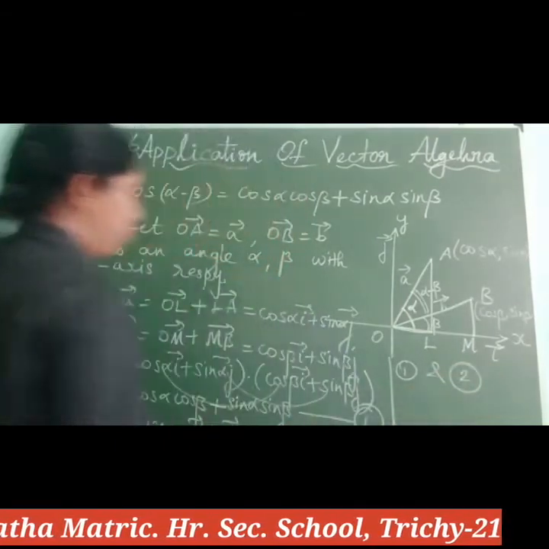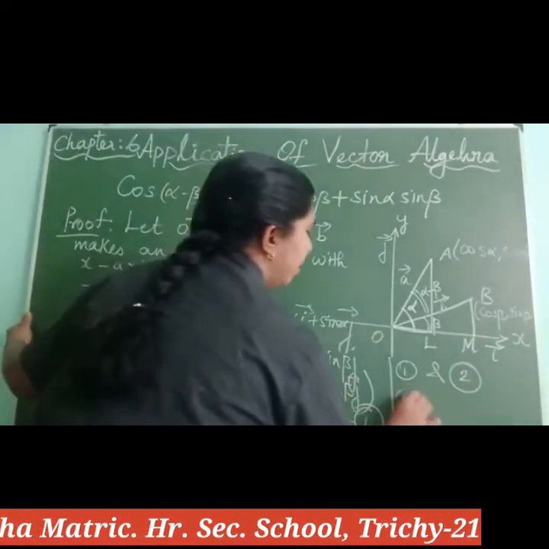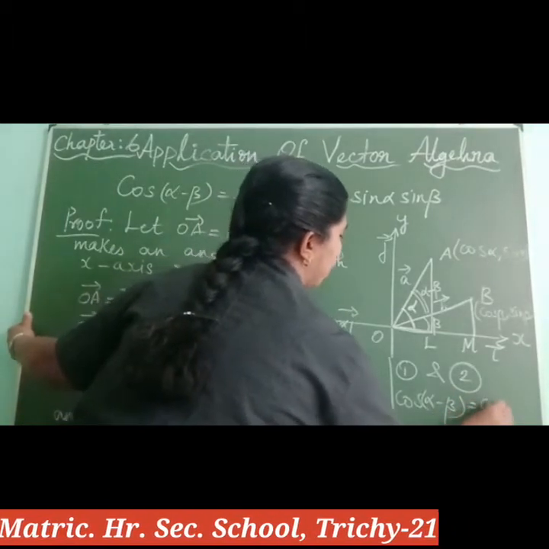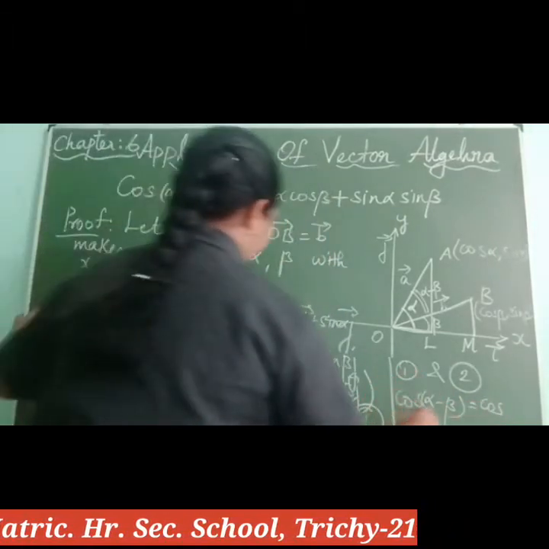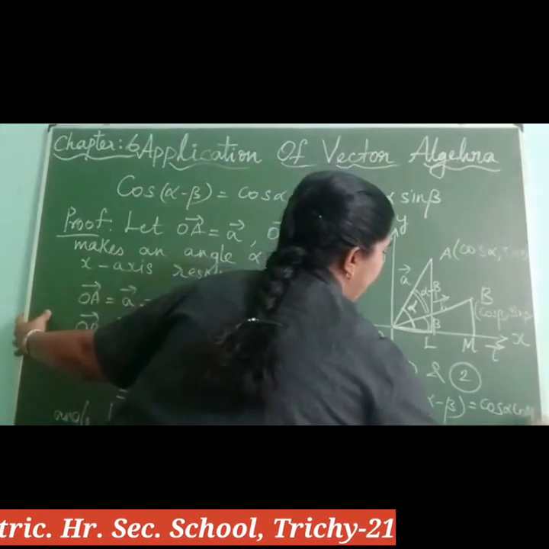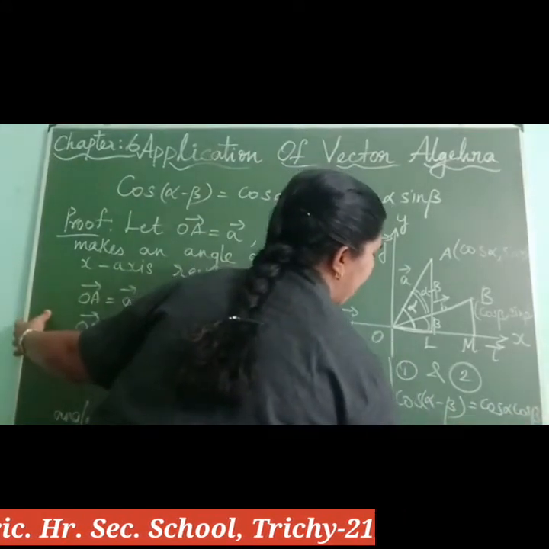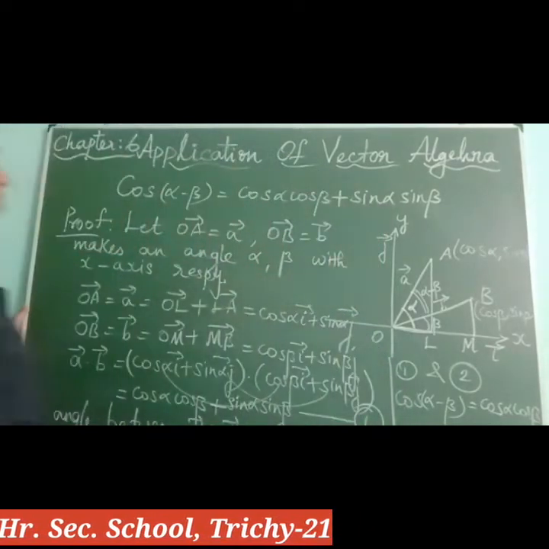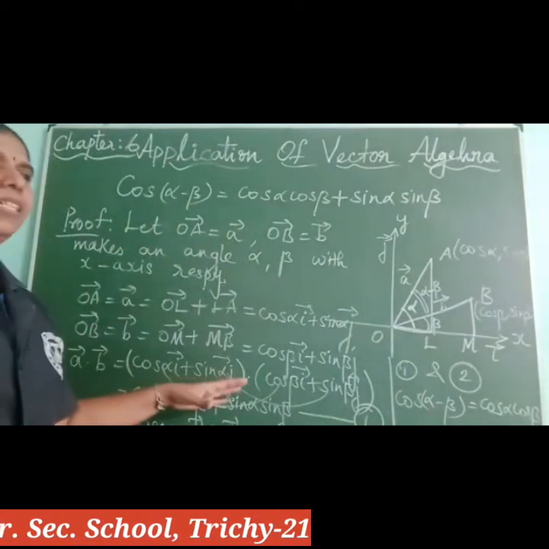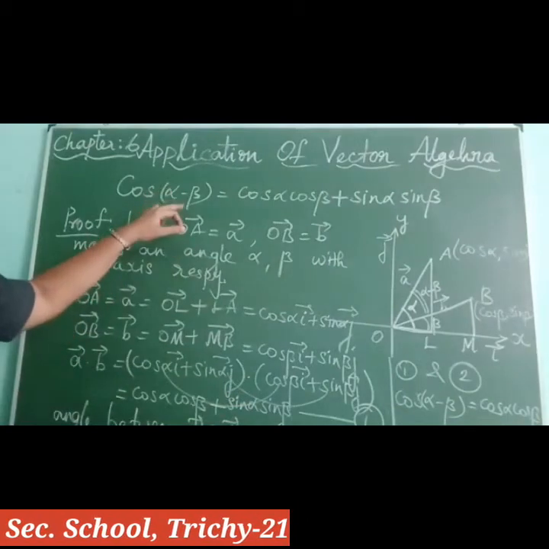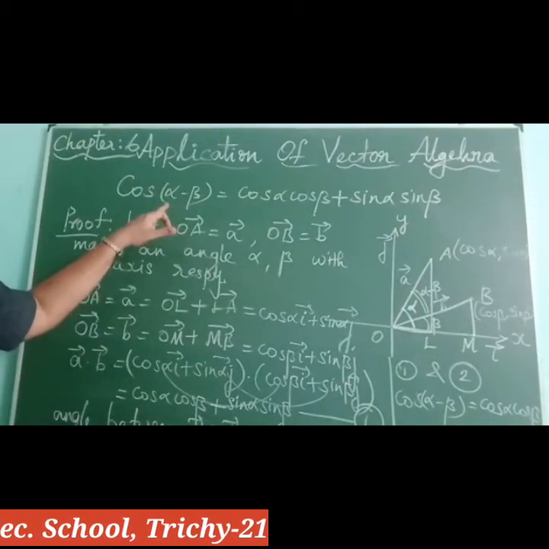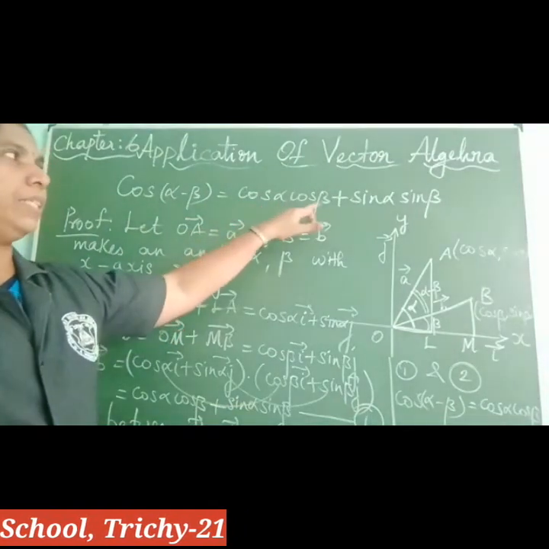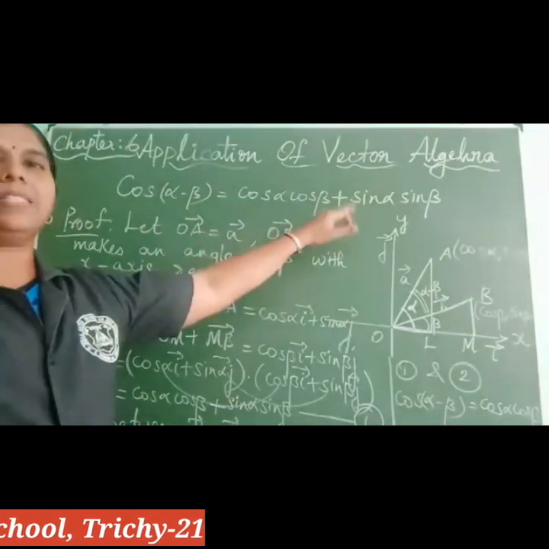From 1 and 2 we can write cos(alpha minus beta) equal to cos alpha cos beta plus sin alpha sin beta. So by using the dot product we derived the trigonometric identity cos(alpha minus beta) equal to cos alpha cos beta plus sin alpha sin beta.